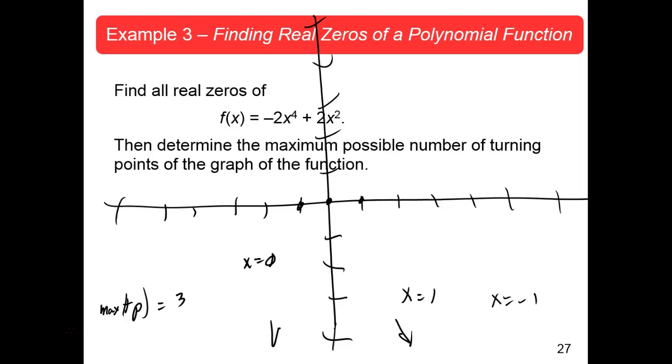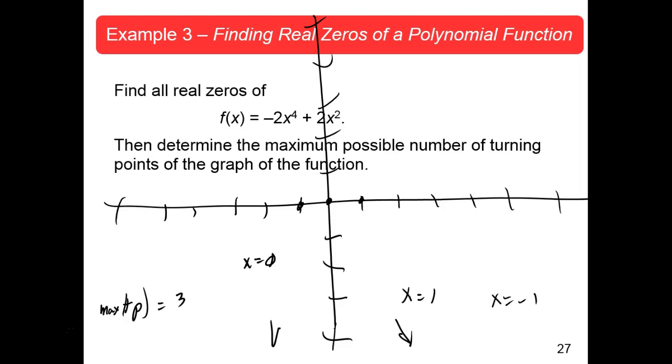Now, I know this, and you don't know it yet, but I'll tell you why. It's going to touch there and kiss it, but not cross it. Go back up and down. Guess what? That's all the turning points you can have. 1, 2, 3. All that you can have. So therefore, there can't be any wiggles and jiggles over here. Cannot be, because that's the maximum number of turning points.